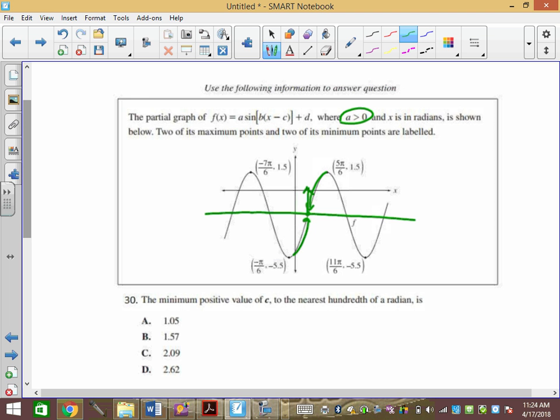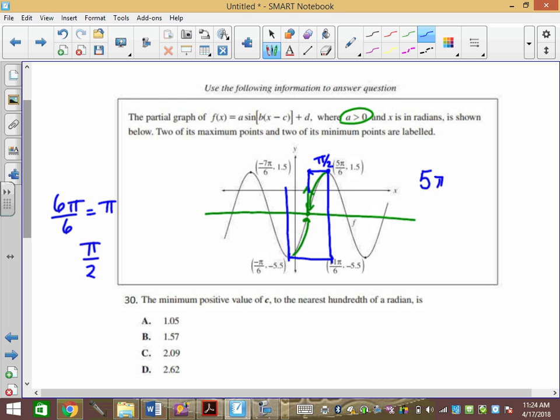All right? So what's the distance between negative pi over 6 and 5 pi over 6? What's the distance from here to here? 6 pi over 6, is it not? Pi over 6 plus 5 pi over 6. The distance is actually 6 pi over 6, which is pi. So half the distance is pi over 2. So half the distance from here to here is pi over 2. We agree? So if I just take this distance here and I subtract off pi over 2, I get where that happens.